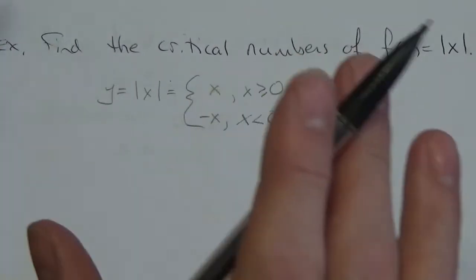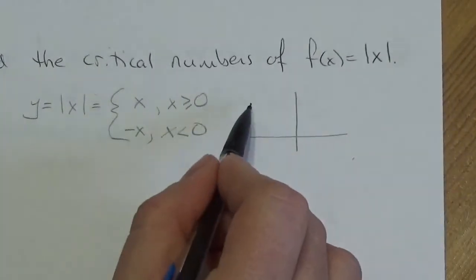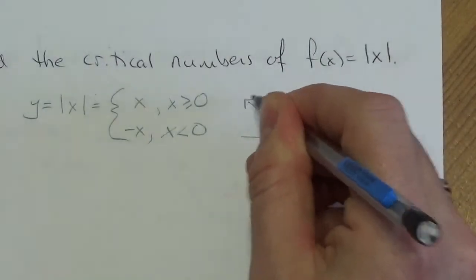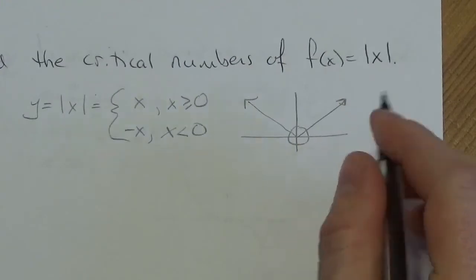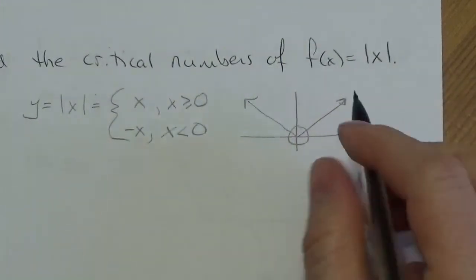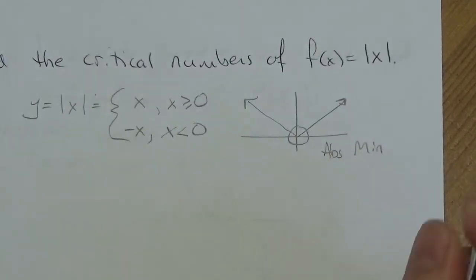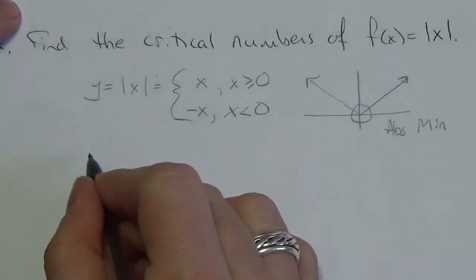However, we know that the graph looks like this. It's got this really stereotypical V shape to it. That point right there is clearly a min. In fact, it's the absolute min. Now, that being the case, let's take a look at what happens when you take the derivative of this function.